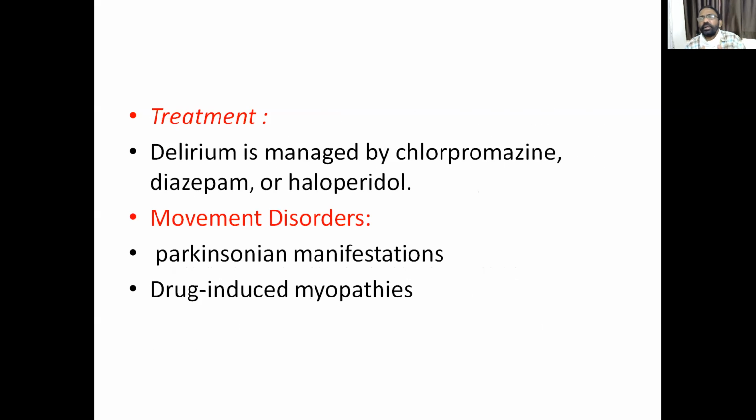What is the treatment of agitation? Delirium should be managed by chlorpromazine and diazepam. Also some movement disorders like Parkinsonian manifestations and myopathies, whether drug-induced or congenital anomalies like myositis ossificans or myositis fibrosa, myasthenia gravis, or any other myopathies, can be treated.